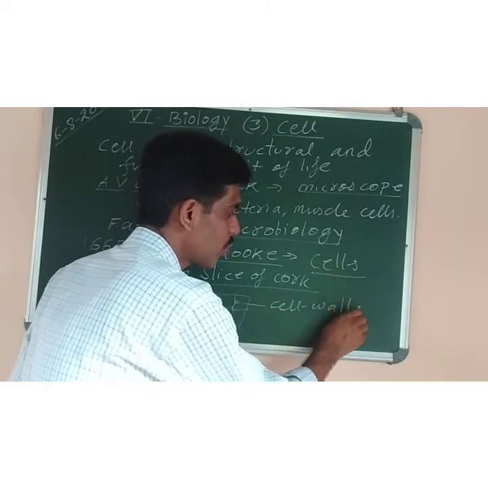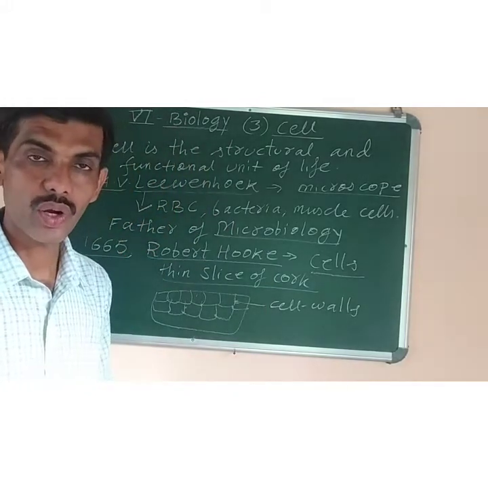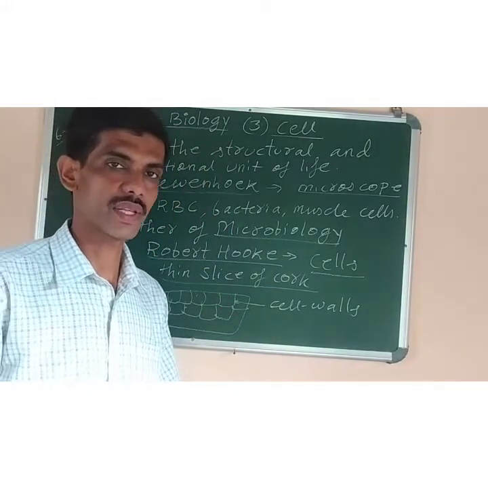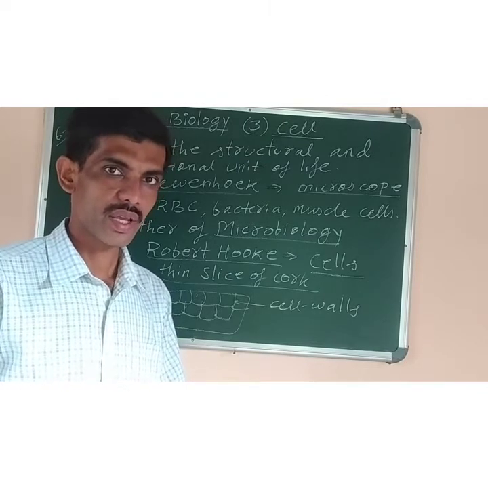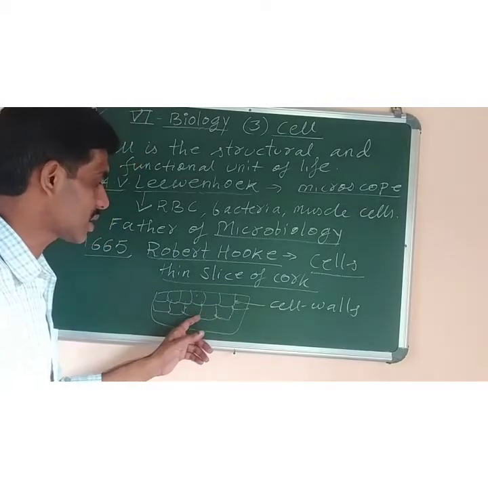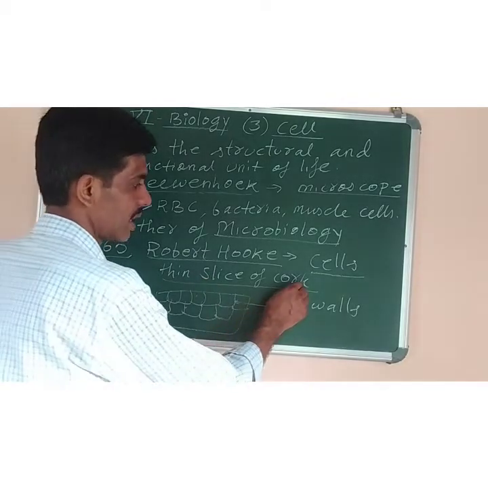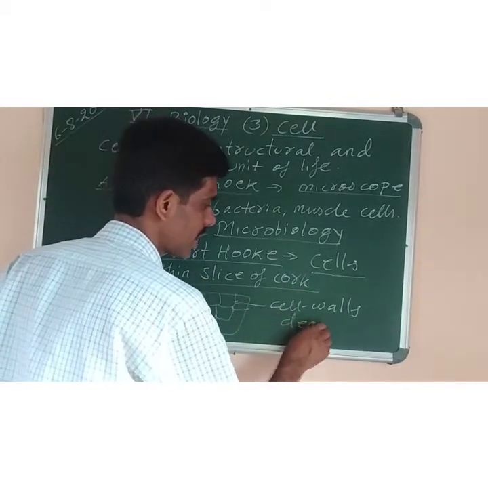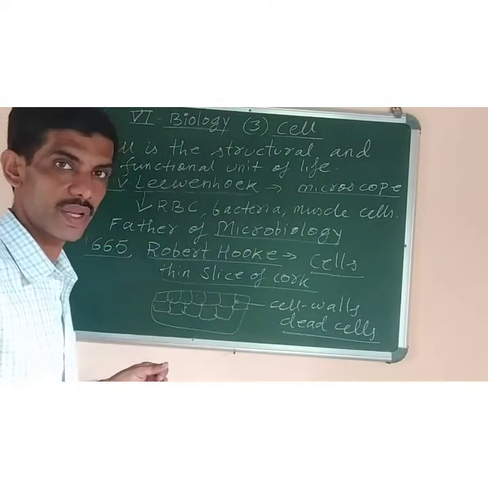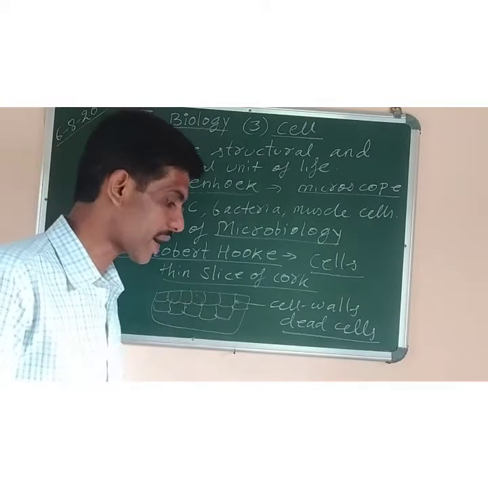his microscope was very primitive, very old, so he could not see the nucleus and the other details of the cell. Understood? He had seen only the dead cell, not the living cell, because these cork cells are dead cells. So what he had observed was dead cells. Only the cell wall was visible in the form of box-like compartments.